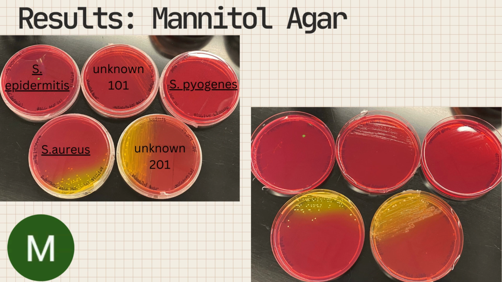Mannitol agar plates are useful so that we're able to differentiate between bacteria that are able to survive in areas of high salt concentration from those that don't. And here we can see how S. aureus and unknown 201 showed growth in the plate, while S. epidermidis, the unknown 101, and S. pyogenes had no growth. It is expected that S. aureus will have growth, as S. aureus is a staphylococcus which is able to survive in high salt concentrations.